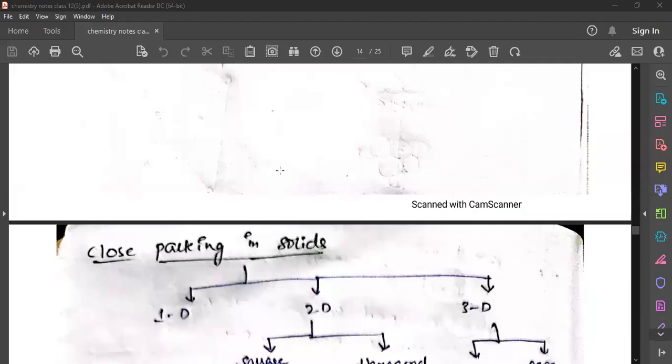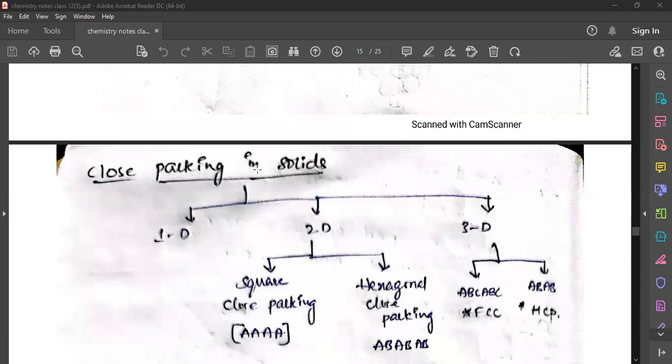Packing of the solids, right? So one-dimensional, two-dimensional, three-dimensional we studied. Again, one-dimensional means what? Arrangement of atoms only in the one row or the one column. Two-dimensional means what? The square pattern and the hexagonal. Okay. So just to revise those topics.